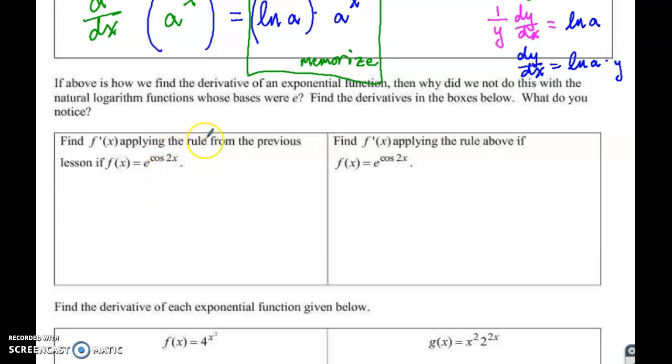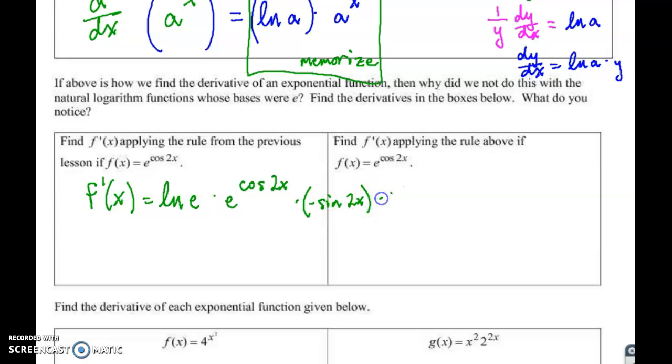Right, so we could do this problem the same way as we mentioned before. f prime of x, you could do it the same way, natural log of e times e to the cosine of 2x. Oh, whoops, this is supposed to be from the previous. Anyway, we'll put it all together. Times the derivative of cosine, which is negative sine. You leave 2x alone. Times the 2.